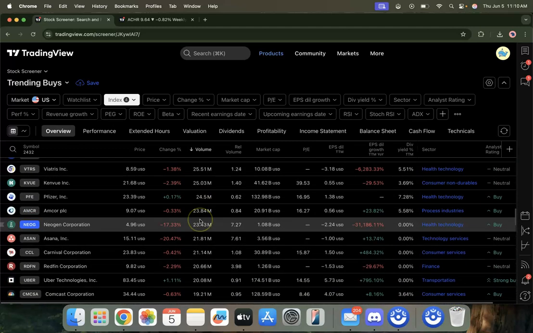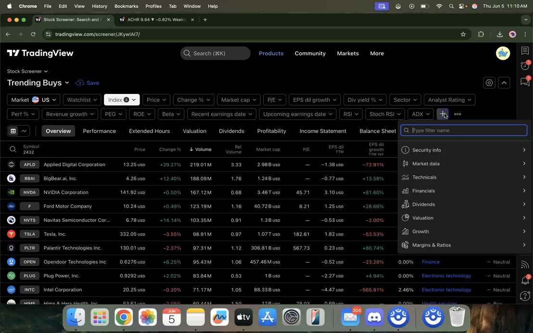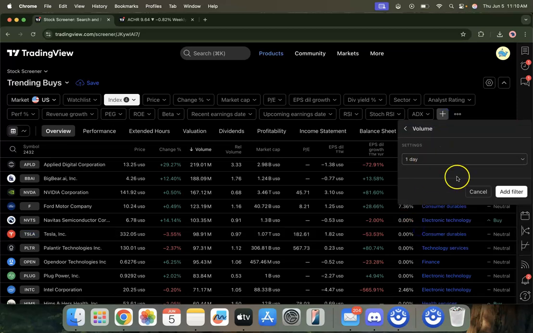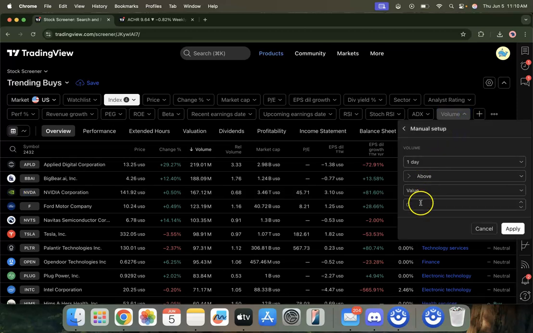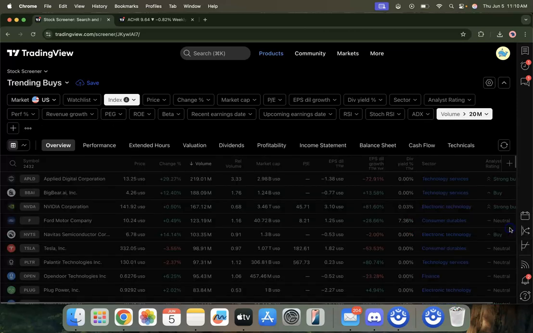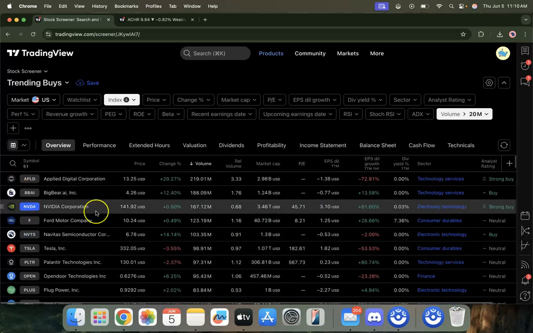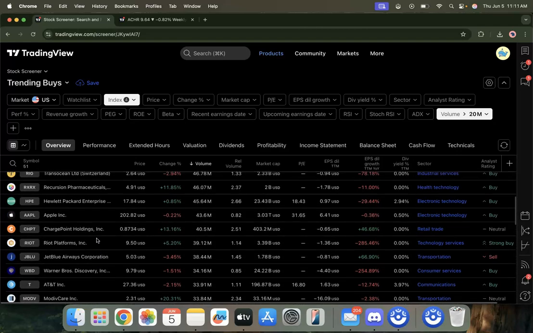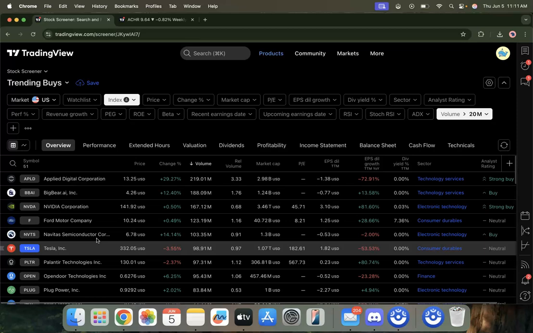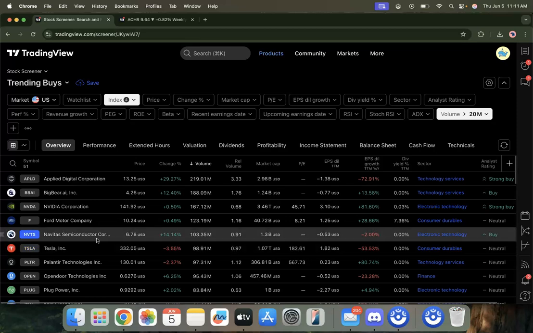Okay, so you can go here and type in volume to filter for volume. 1 day, add filter. Manual setup, anything above, let's say, 20M, okay? So if you do that, you get 51 tickers to look at to make sure that you're only trading the highest volume names for that day, okay?